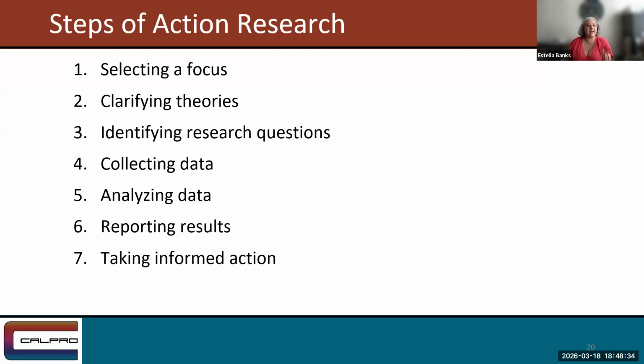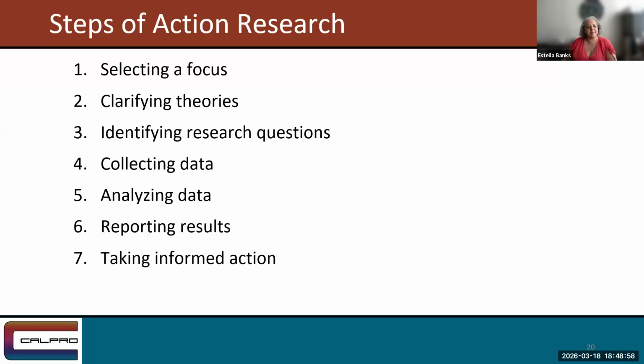Step 5 is to analyze your data. This step doesn't have to have complex statistical calculations. As a teacher researcher, you will methodically sift and sort, rank, and examine your data to answer 2 generic questions. What is the story told by this data? And why did the story play out this way?